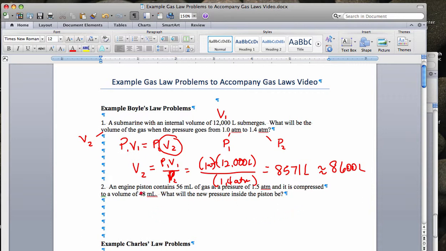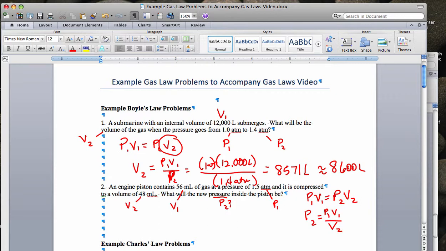Next problem. An engine piston contains 56 milliliters of gas. That's V1. At a pressure of 1.5 atmospheres, that's P1, and it is compressed to a volume of 48 milliliters, that's V2. What will be the new pressure? I'm looking for P2. So, P1V1 equals P2V2. P2 will be P1V1 over V2.